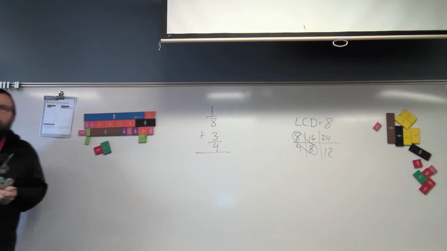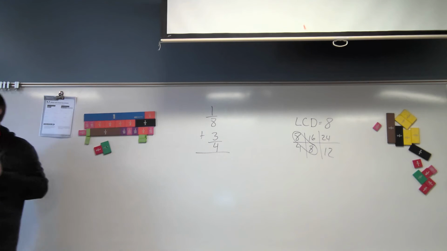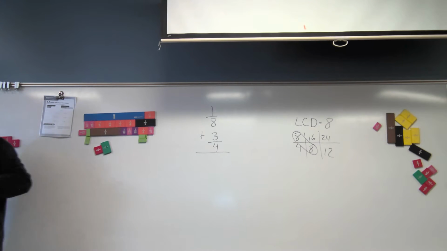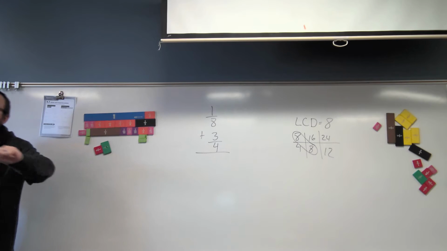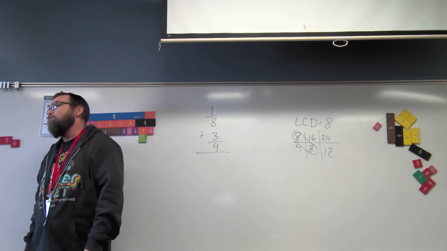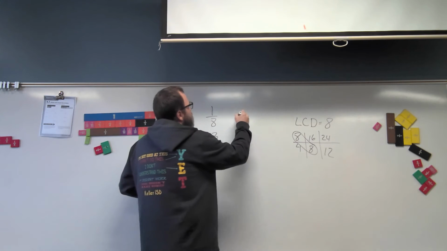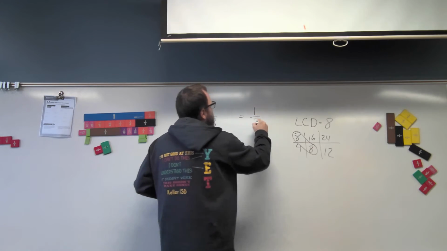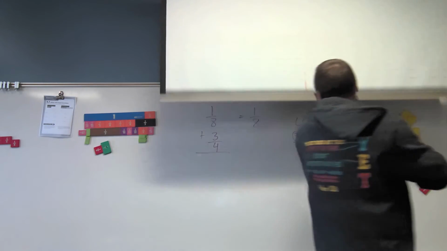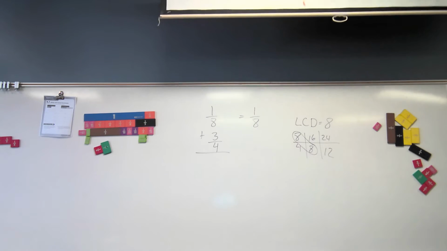Now, we need to change both of these fractions. Actually, we only need to change one of them, but we need both of these fractions to have a denominator of 8. But we cannot change the value. The value cannot be changed. So this one is already over 8. Since it's already over 8, I don't need to change that. 1/8 can stay 1/8.